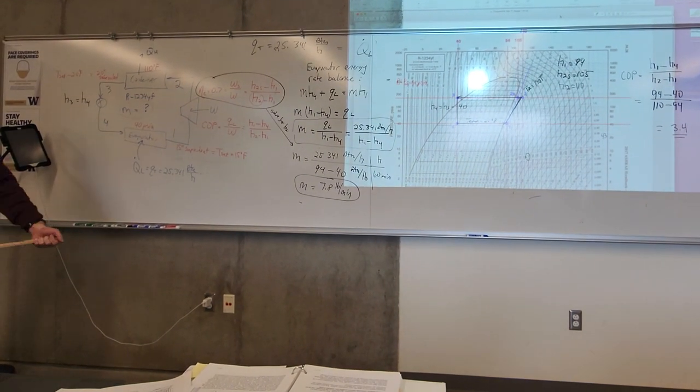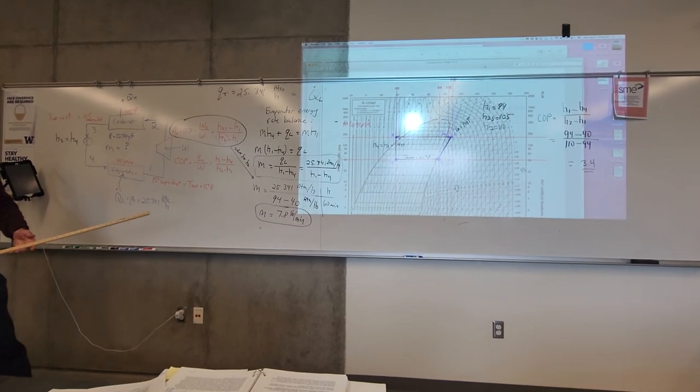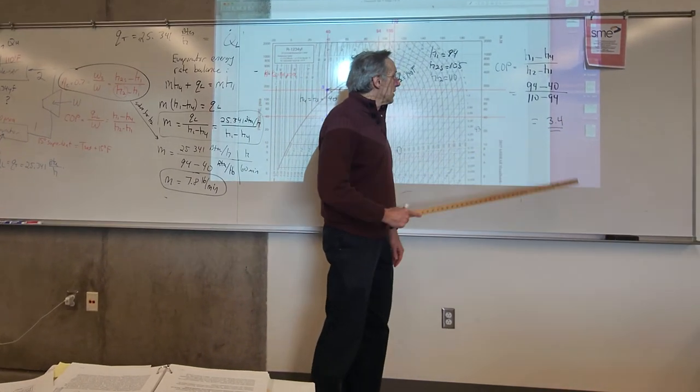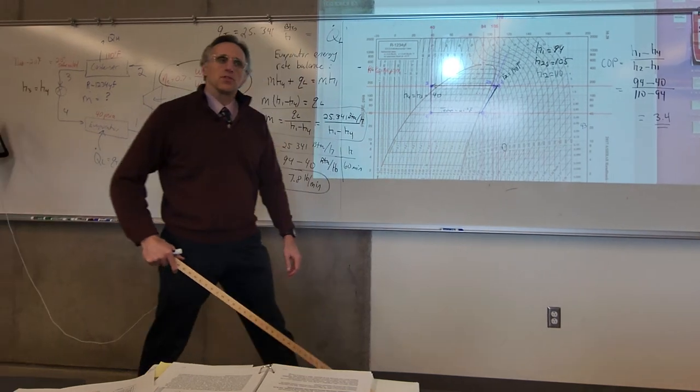It's pretty rare to see COP numbers written in more decimal places than that. Tenths is about the decimal.